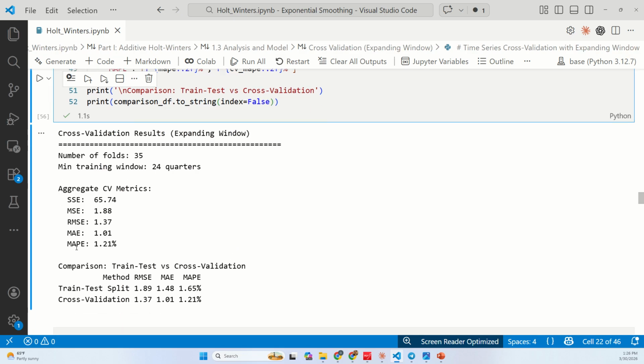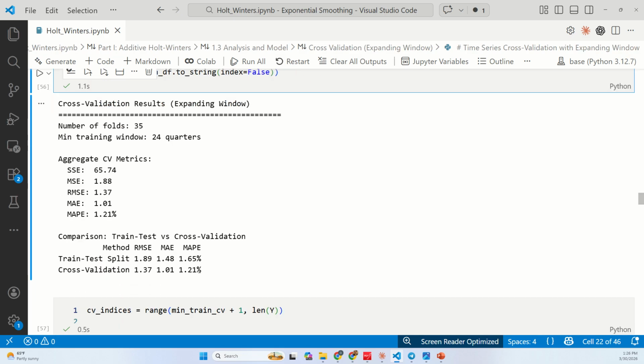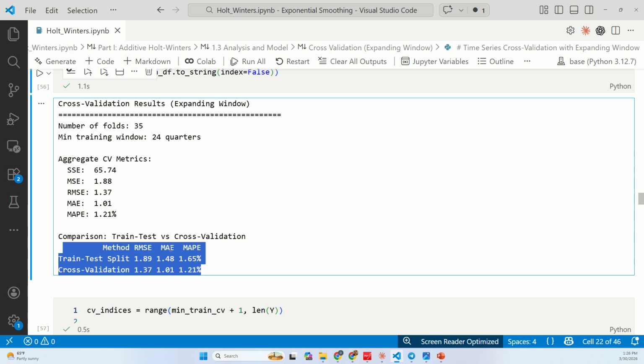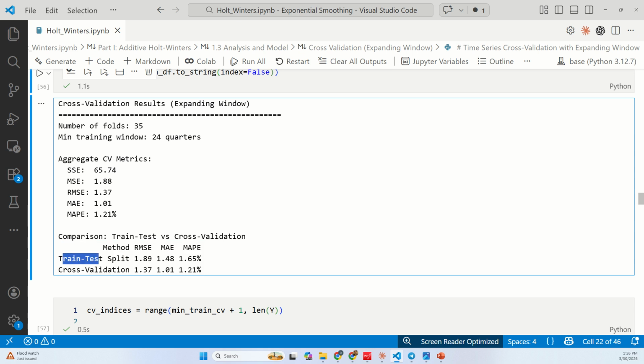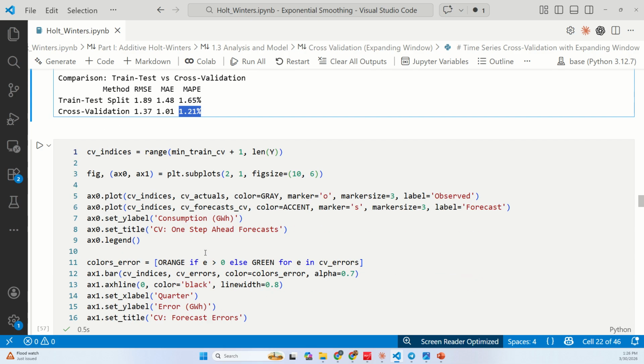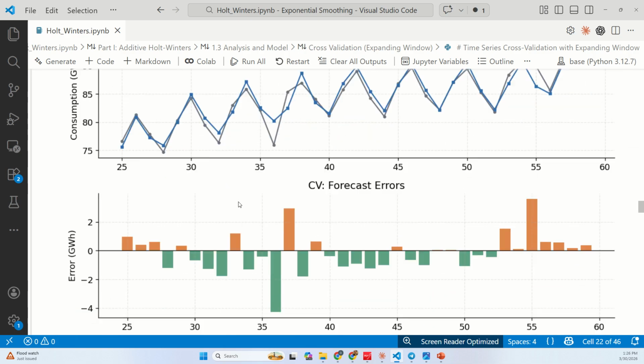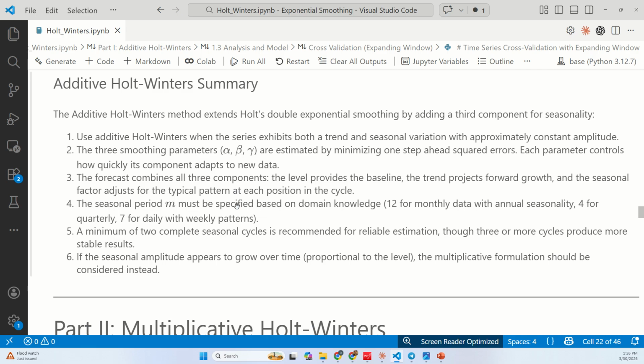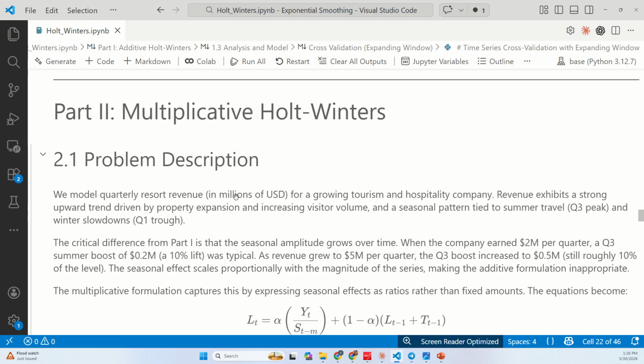So at the end, you get 2 metrics, one for the classic train test split, and one for the expanding window, using cross validation. In that case, we got an error of 1.21%, which again is very small. So it's a good method. You can compare them, you can go into more details.